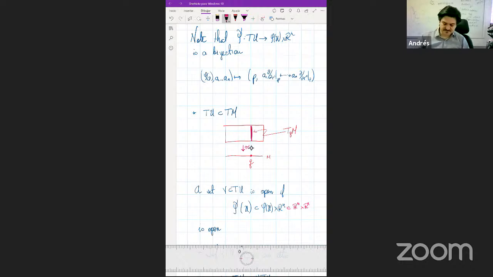Now, the other thing that we have about TM is that it is locally Euclidean by using this. Remember that TU is homeomorphic to some open set in Rn cross Rn. So TM is already locally Euclidean.